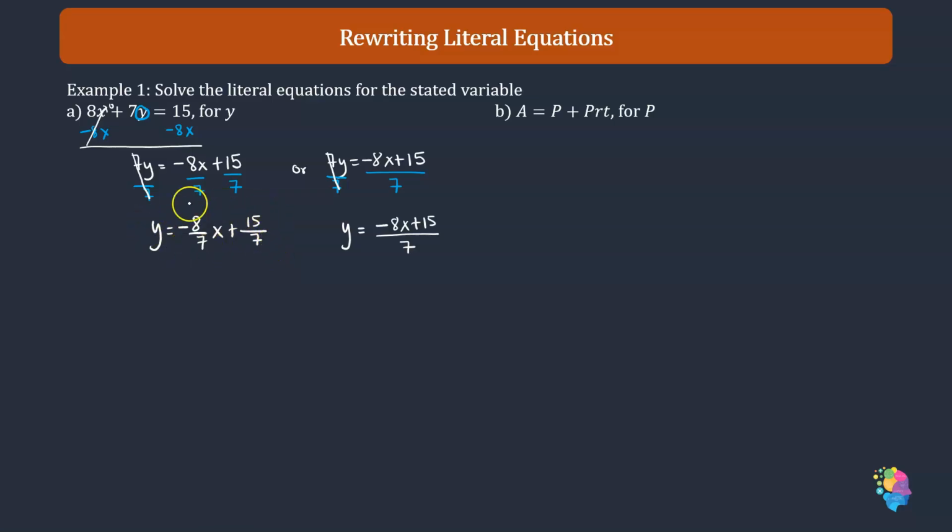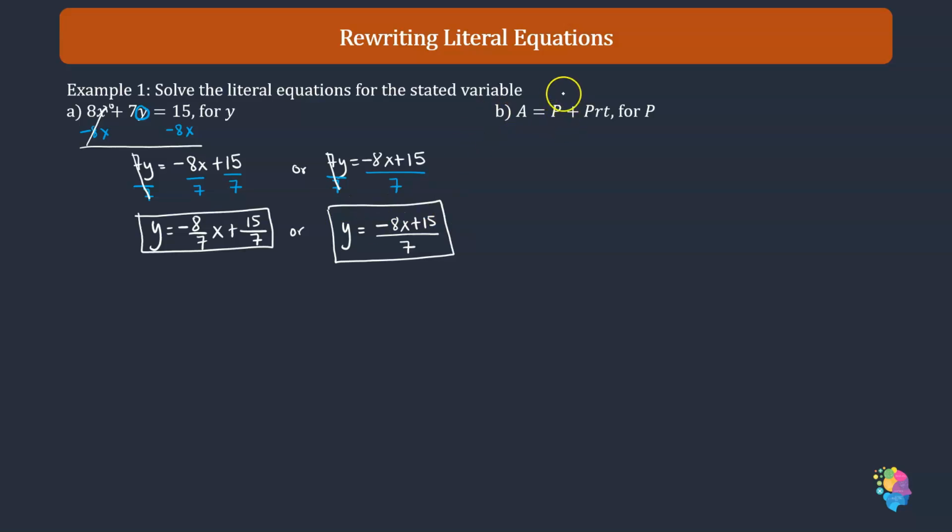Now you might be asking which one is better. My preference is always going to be to divide each term separately, because later on we are going to end up graphing these types of equations, so it's easier to graph when each term is separated instead of having it as a single fraction. But both of these are correct. They represent the same equation.